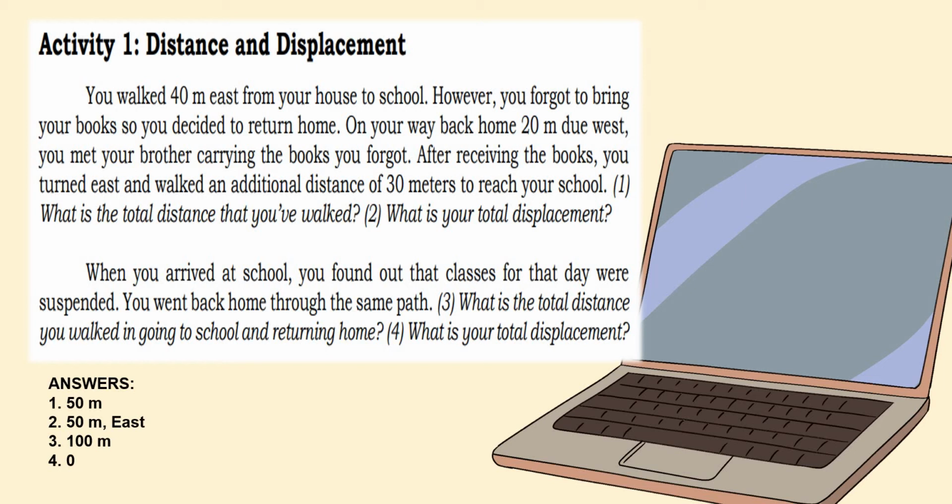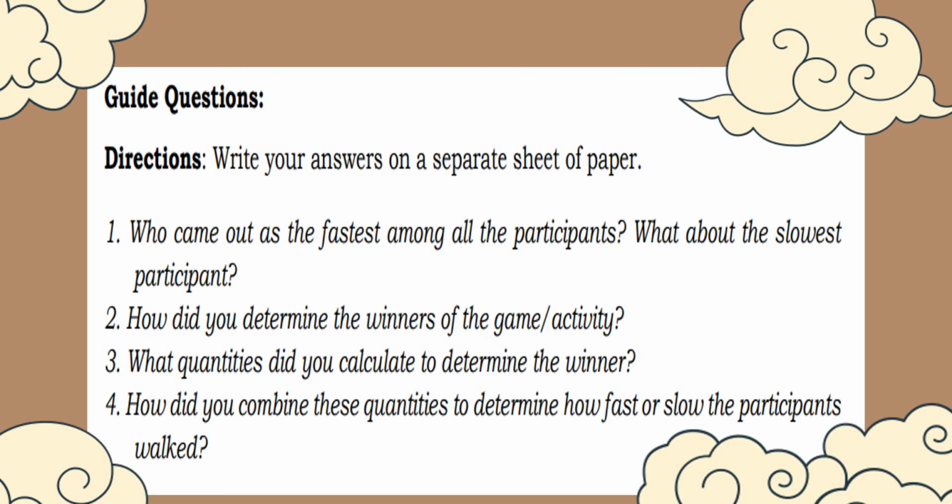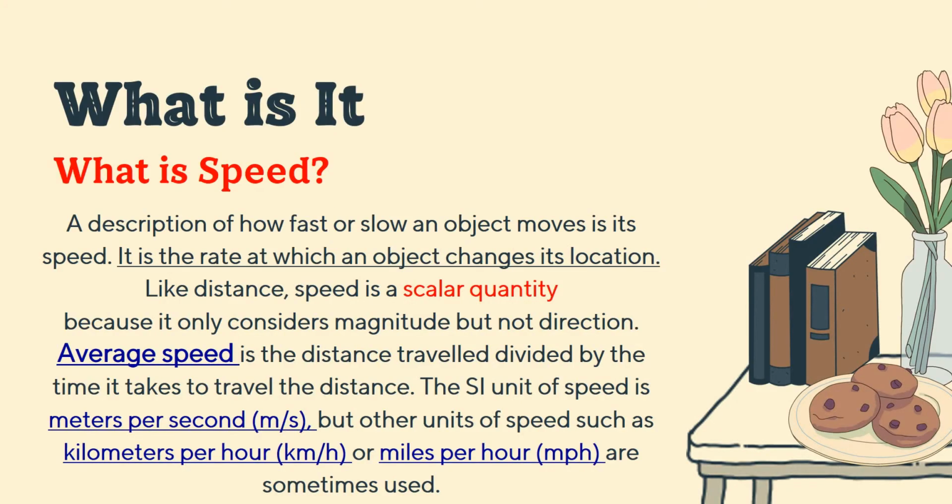Number 3, what is the total distance you walked in going to school and returning home? Just add the 50 meters and 50 meters. So we have 100 meters. How about your total displacement? You return to your original position, so your total displacement is 0. Let's have activity 2, fun walk. So this is an activity for a group. I'm going to give you this for your assignment. Okay? So here are the guide questions. So let's proceed.